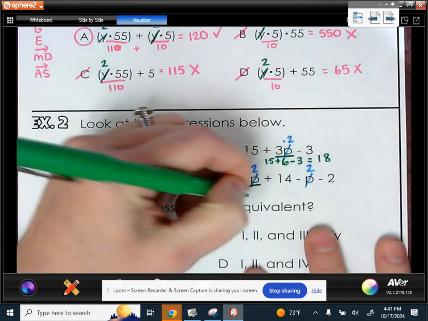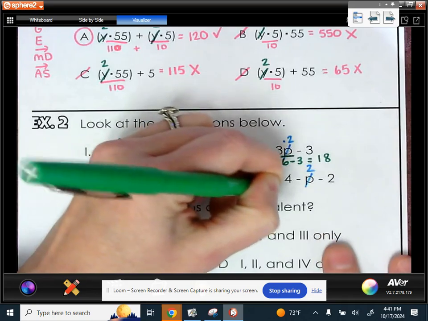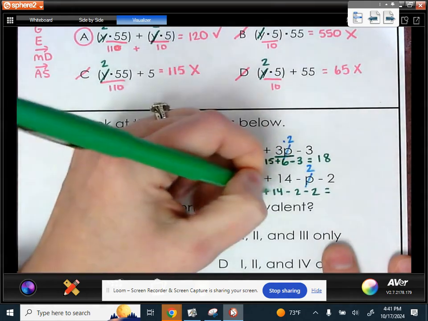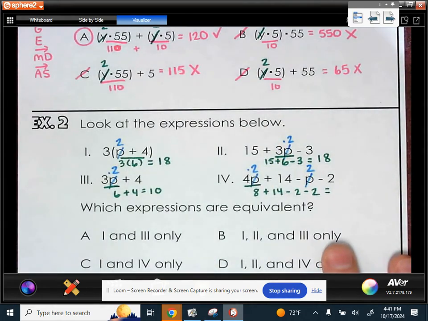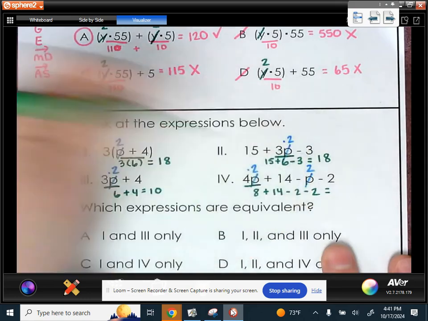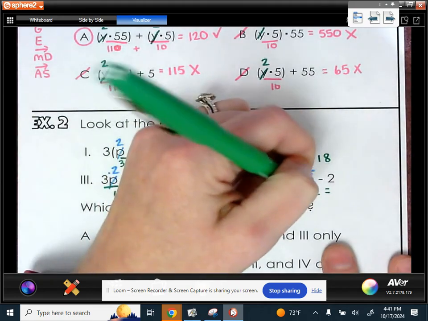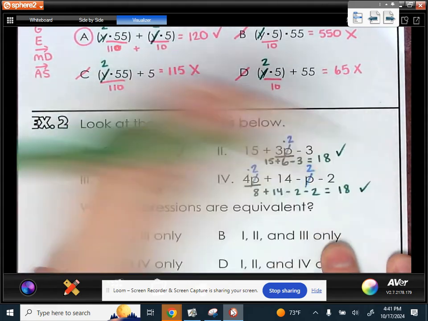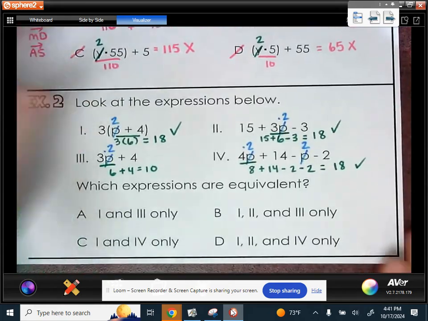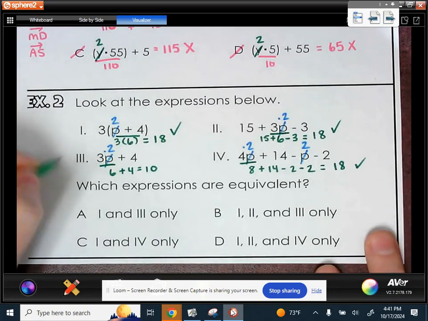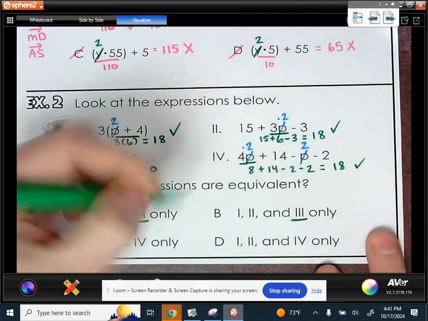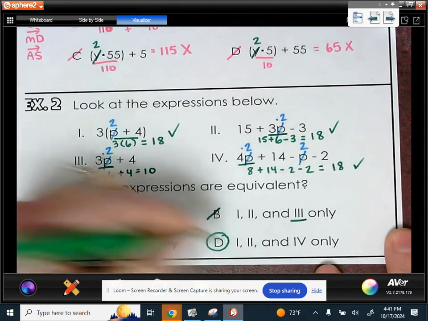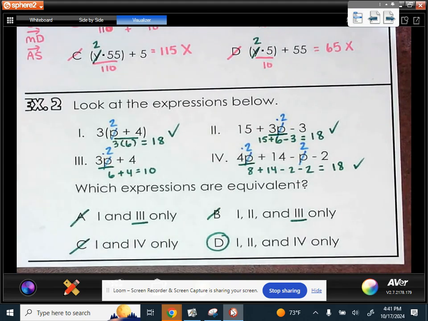Again, we've got to start with the multiplication, so that's 8. The rest of it is all adding and subtracting, so again, we can just work that left to right. 8 plus 14 is going to give me 22. 22 minus 2 is 20, and 20 minus 2 is 18. So this one, and this one all came out to be 18. So they're all equivalent. The number 3 wasn't, so we definitely don't want to choose these two because they say number 3. And this one only has 2 of them being equivalent when it was all 3 of those. So 1, 2, and 4 were all equivalent.